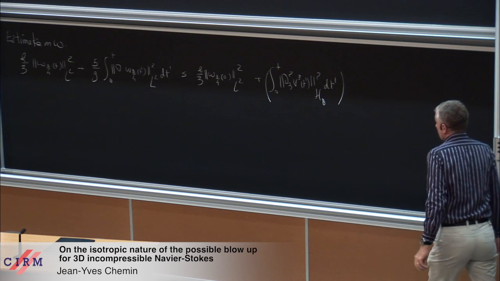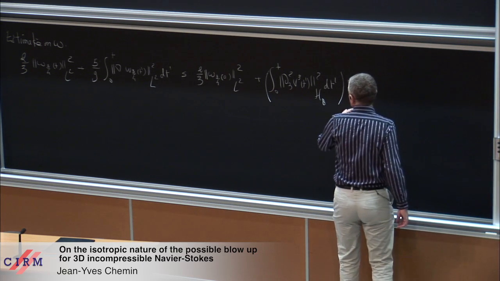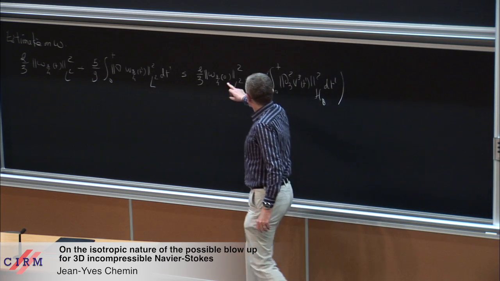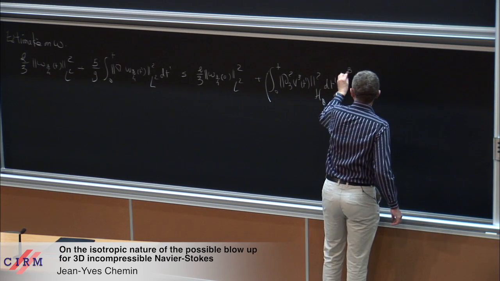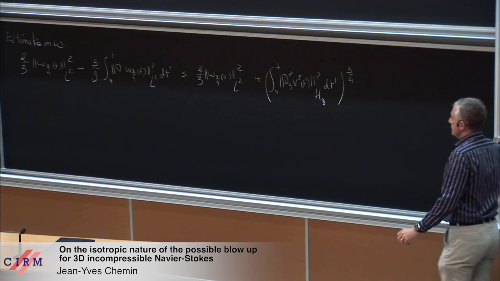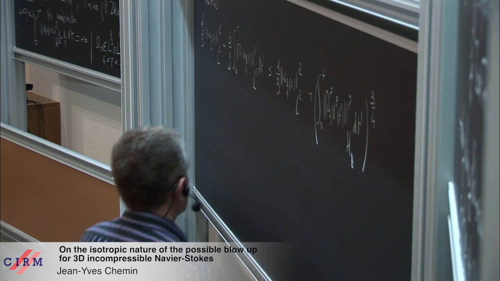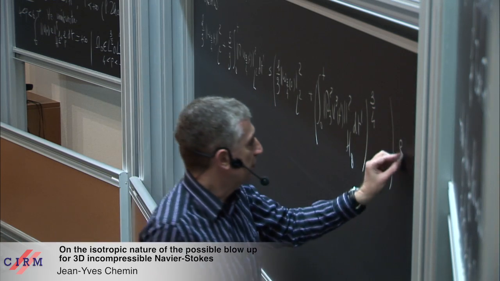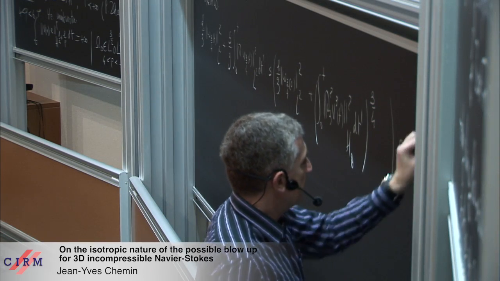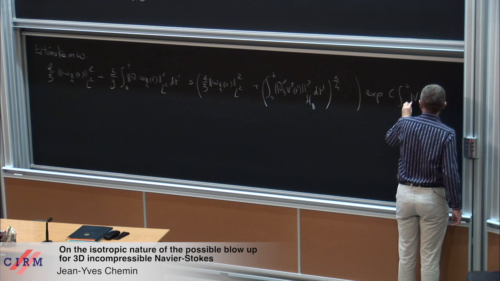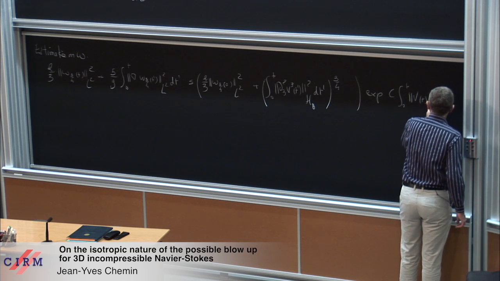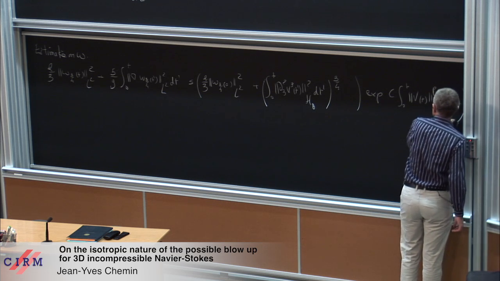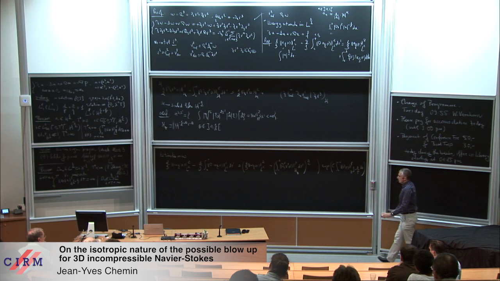And here you have the power, I have to have 3/2, and that's 3/4. You have homogeneity, okay? This is very important. And here you have exponential of a constant times the integral of in H 1/2 plus tau of p. Okay? That's the first estimate.